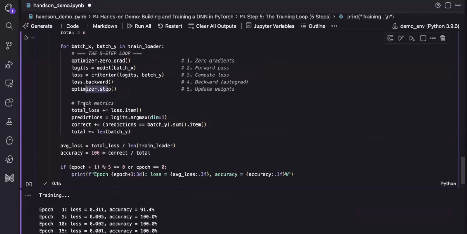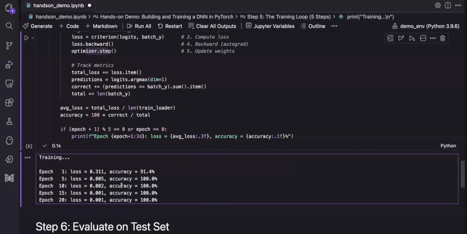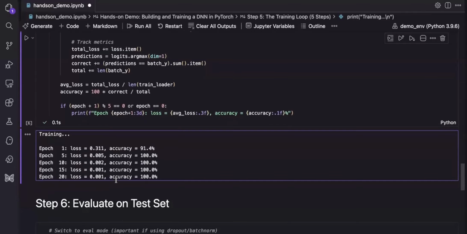Now look at the training output. Epoch 1, the loss is 0.311. Accuracy is 91.4%. Already, one single pass through the data and the model is getting 9 out of 10 examples right. This is because the three clusters in our data set are quite well separated. The model finds the pattern very quickly. Epoch 5, loss drops to 0.005. The model converged almost completely after just 5 epochs, and then the loss is just settling down towards 0.